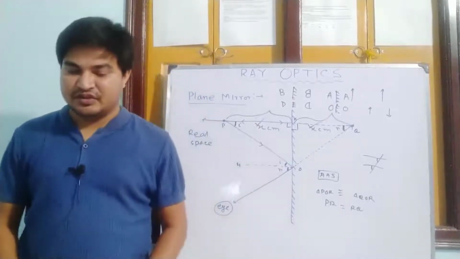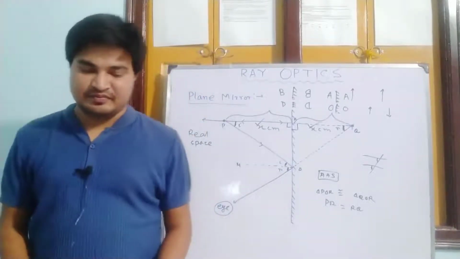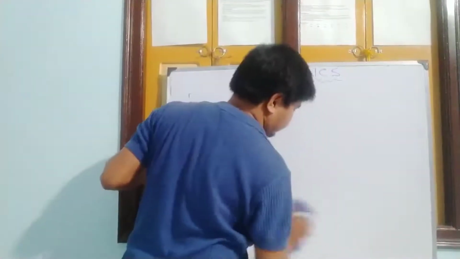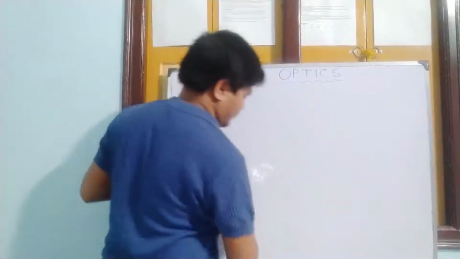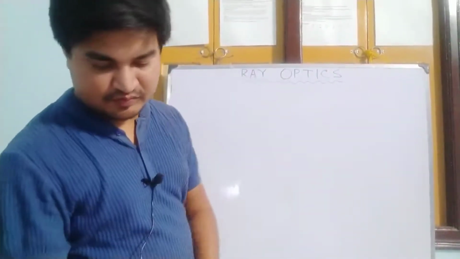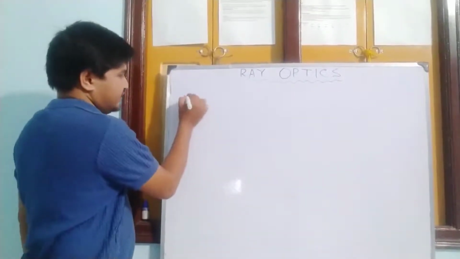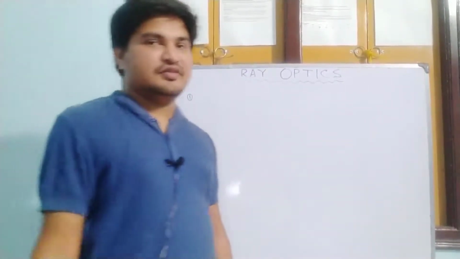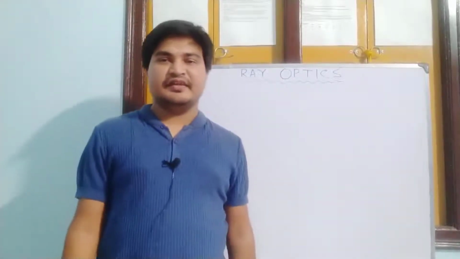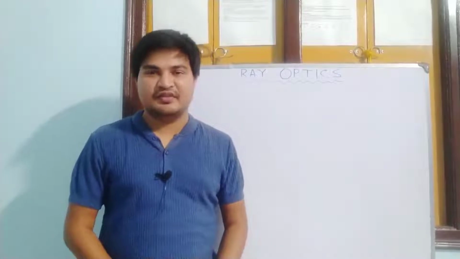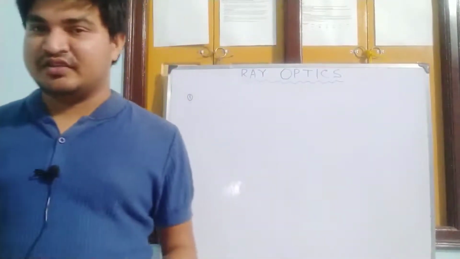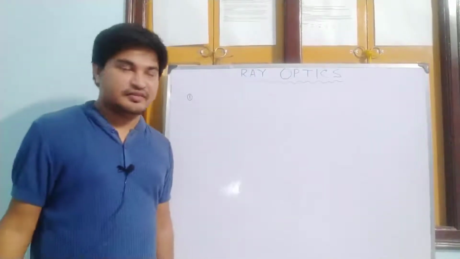Next, there are a few keywords. If you remember them, they are going to help you in other exams also. First thing is that the length of a mirror must be half of the height of the person to see the complete image of that person.